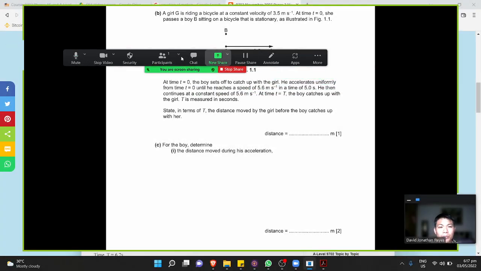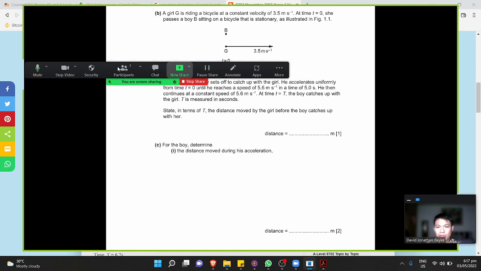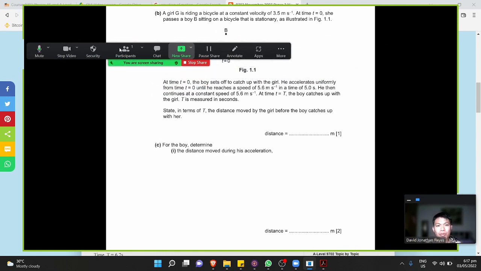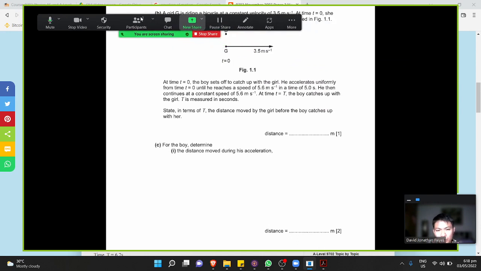All right, here we have a problem where a girl is riding a bicycle at a constant velocity of 3.5 meters per second. At time t equals 0, she passes a boy B sitting on a bicycle that is stationary, as you can see in the figure. Now, at time t0, the boy sets off to catch up with the girl.